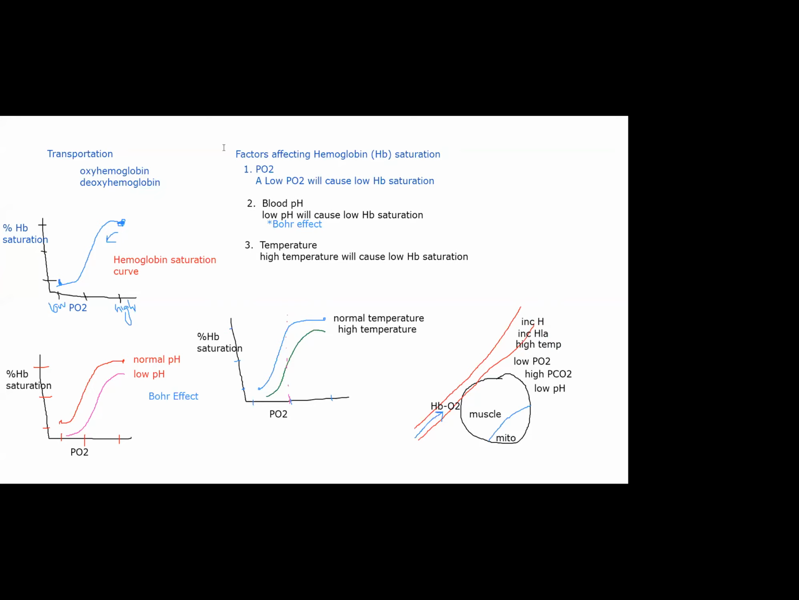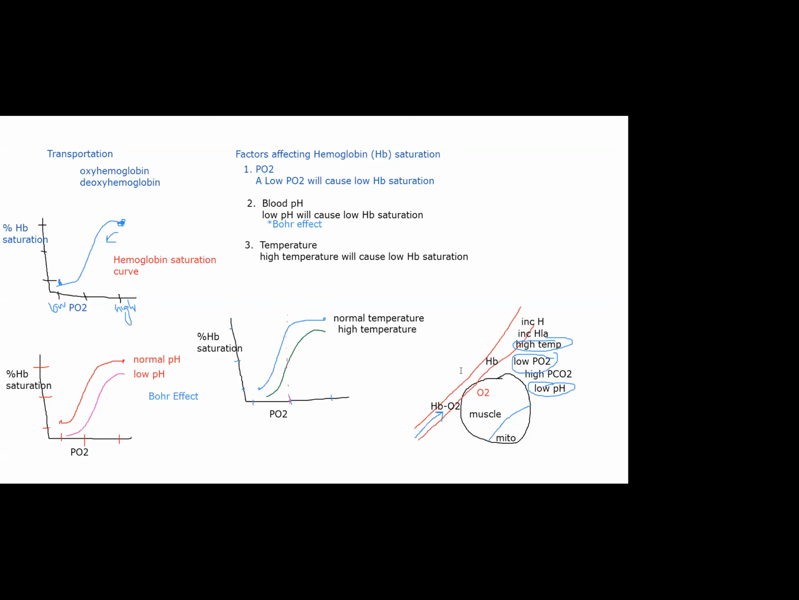Are any of these local conditions at the exercising muscle going to have an effect on the hemoglobin? Yes. Which ones? Low PO2, low pH and high temperature. Yes. These things that affect hemoglobin are part of the conditions at the exercising muscle. So when this oxygenated hemoglobin with high saturation approaches these conditions, it's going to release its oxygen. Then we're going to end up with deoxyhemoglobin over here, low saturation, and oxygen dropped off here.